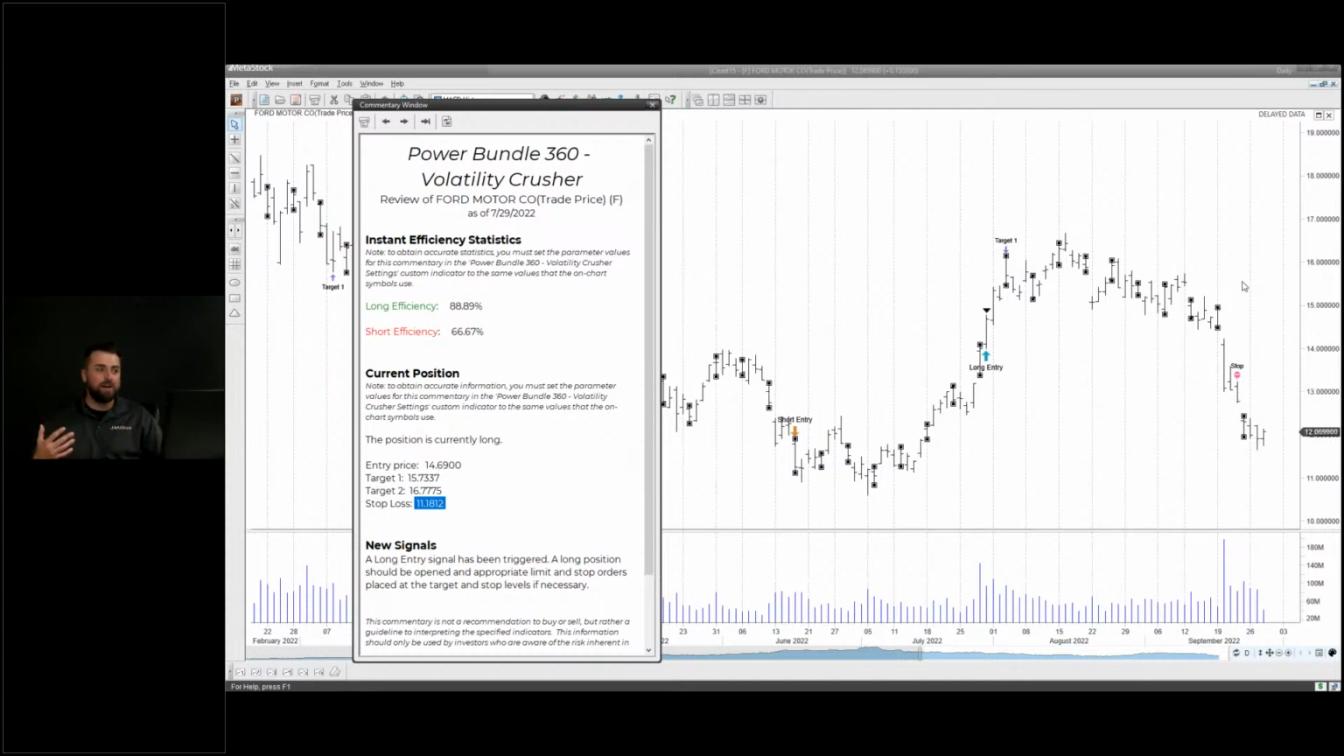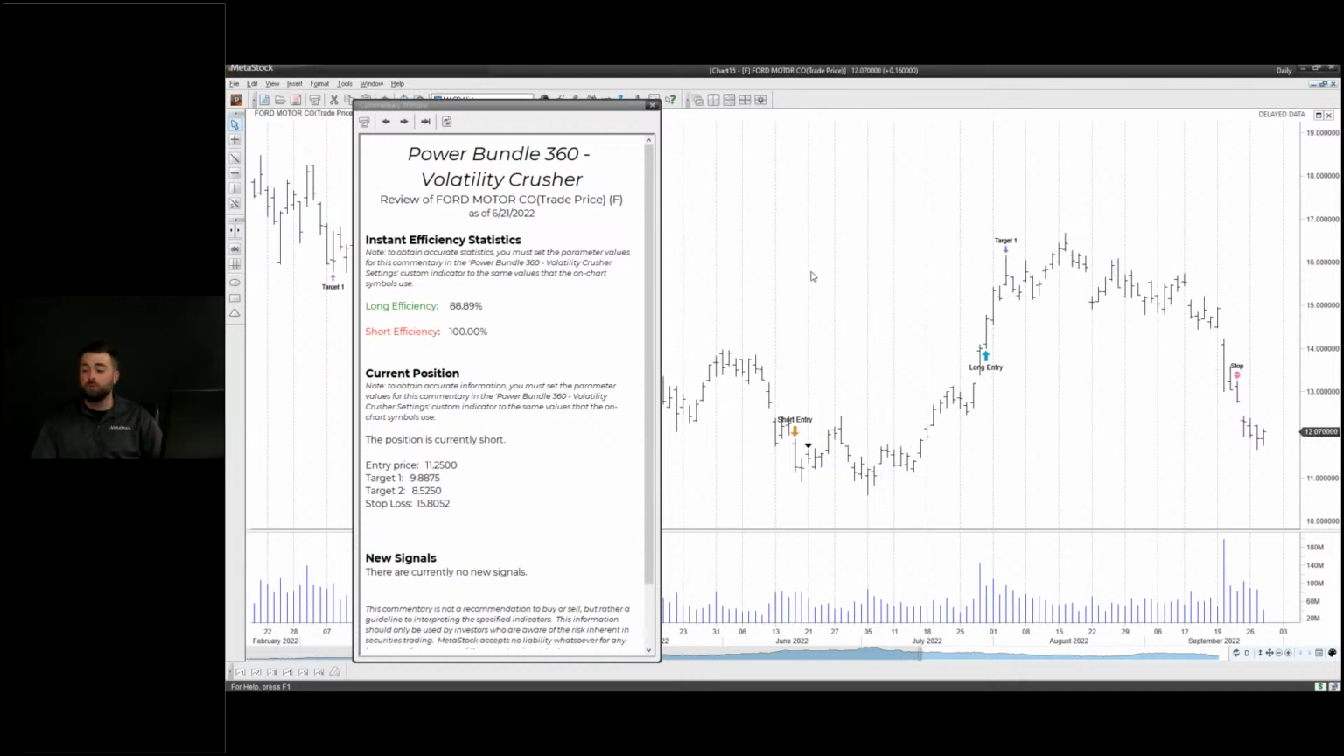You can do your system tests to find out which performed the absolute best, or this one kind of makes it really easy too, saying, hey, 88% of the time you get a signal with the volatility crusher, 88.89% of the time, it's going to trade in your direction afterwards, or you're going to hit your targets and make some money. So that is extremely good, especially for a random symbol that I've pulled up for this. And the short efficiency is 100% on this one from this point right here.